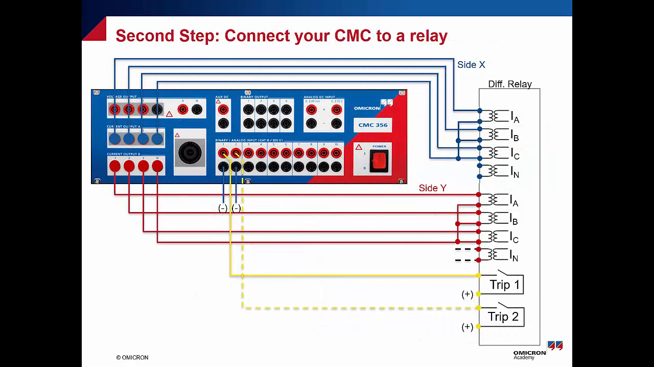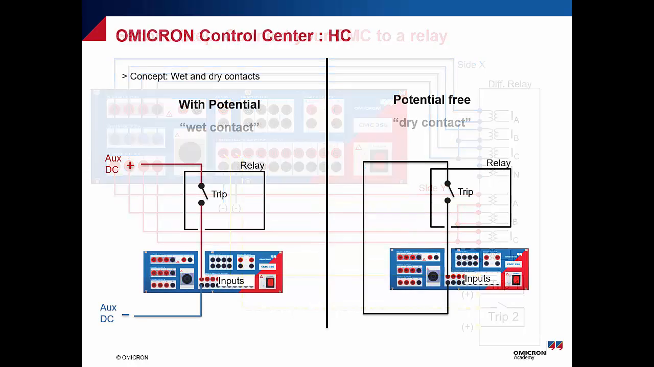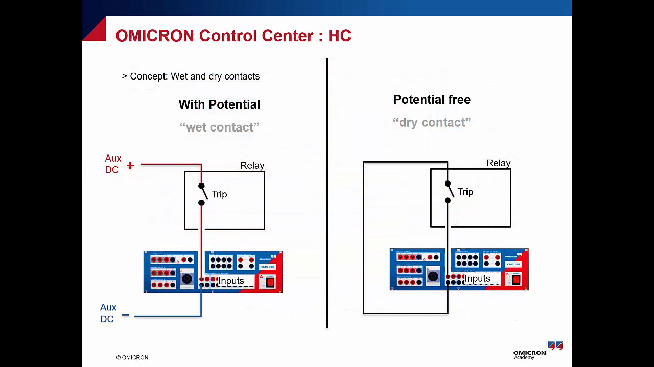This is how it is connected. As I mentioned before, we have a primary and secondary side. On the CMC we have three phase current for primary, three phase current for secondary, and we can use two trip conditions to be connected. But here in my example, I will use only one general trip for one single binary input. If you remember, I told you the binary input can be used with positive and negative sign. As I mentioned before, I meant the difference between wet contact and dry contact.